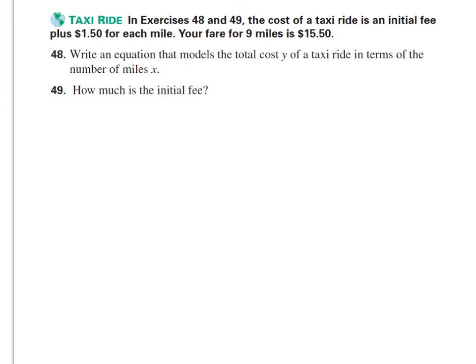So in this situation, the cost of a taxi ride has an initial fee, then $1.50 for each mile, and your fare for 9 miles is $15.50. Write an equation that models the total cost y of the taxi ride in terms of the number of miles x. So again, we have sort of the same situation. We have a constant rate of change because you're going to pay $1.50 for every mile, but we don't know what the starting price is. So they asked us to use y and x. I probably would have used cost and m for miles, but we'll use theirs.